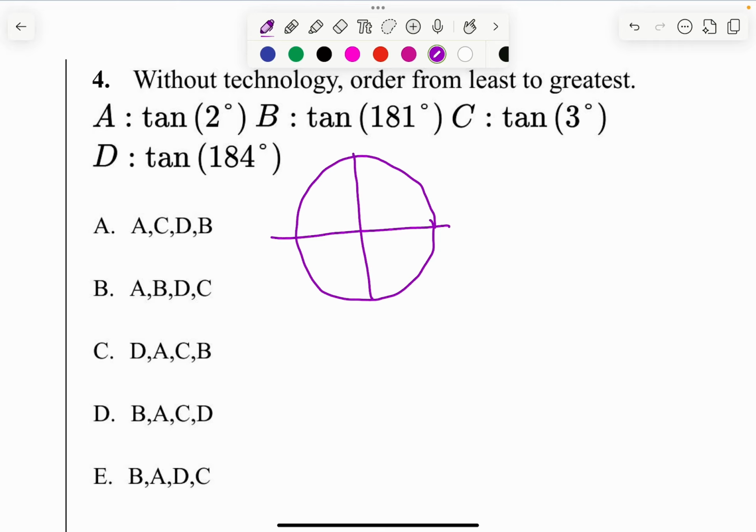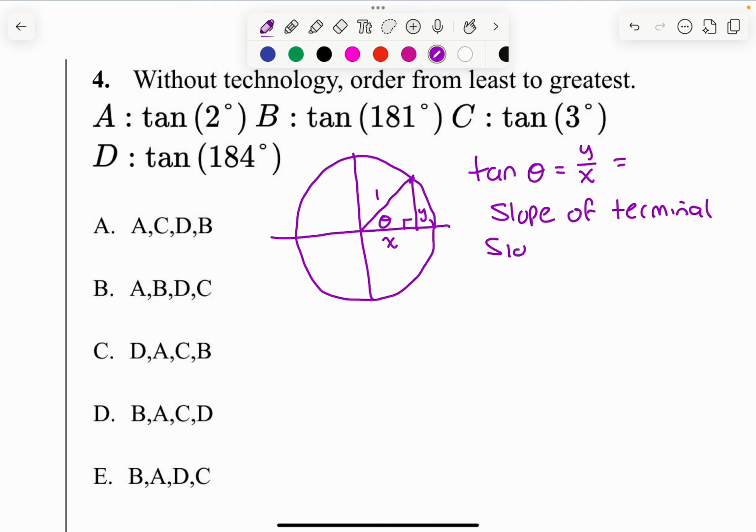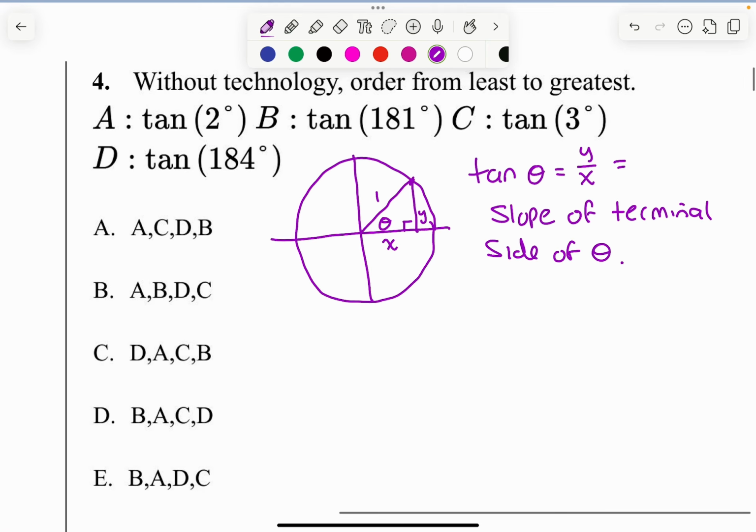that when you rotate an angle in standard position, whether on the unit circle or not, tangent of theta, which in this diagram is y over x, is the slope of the radius. Well, let's say the slope of the terminal side of theta. So that one insight, thinking of tangent as slope, makes this problem actually pretty straightforward.